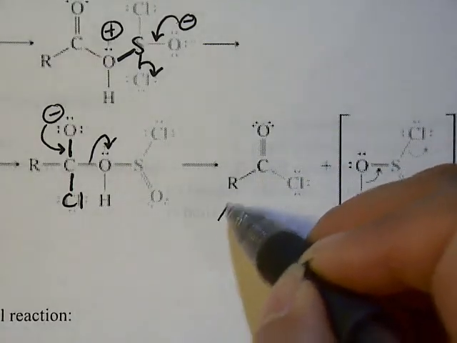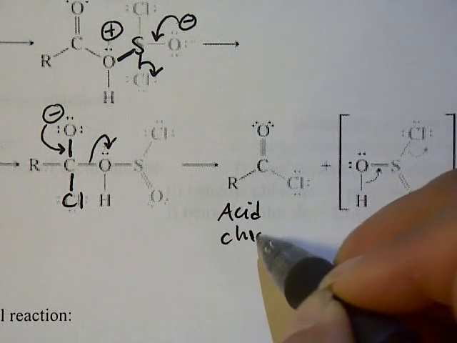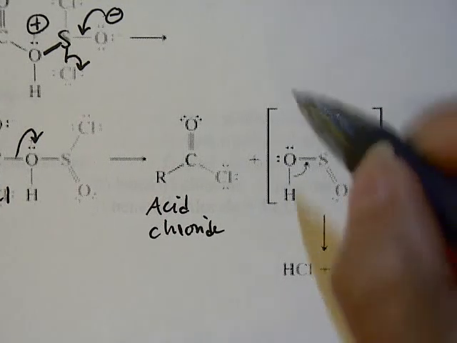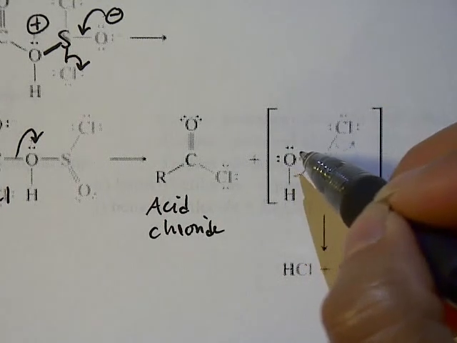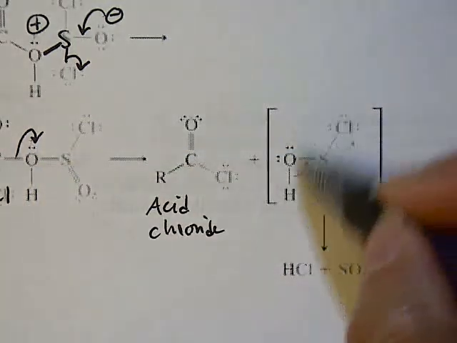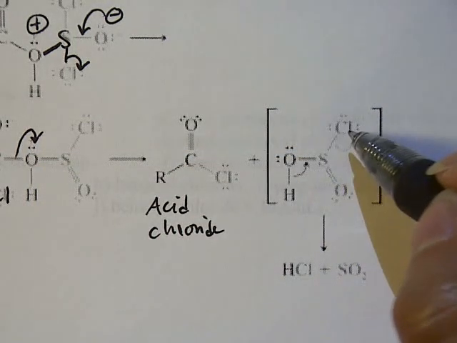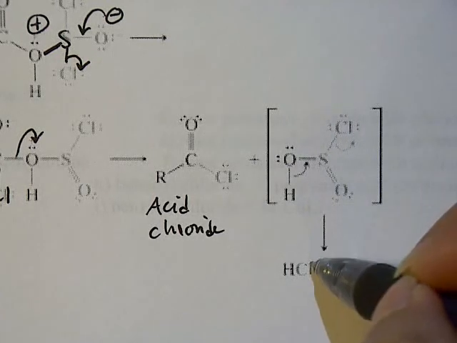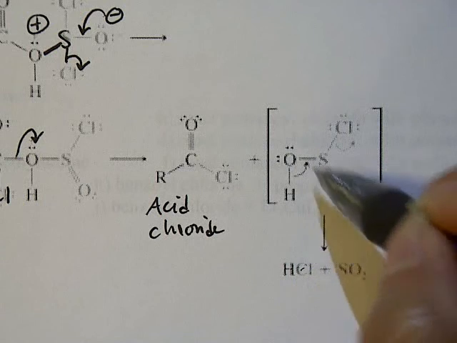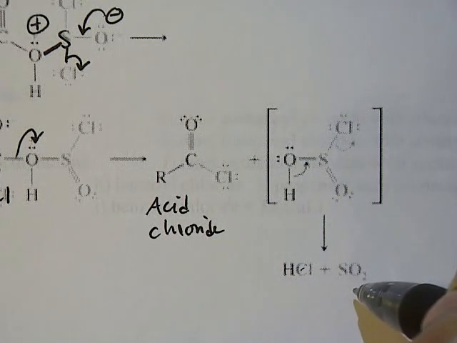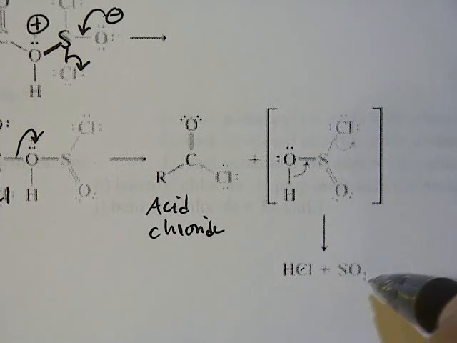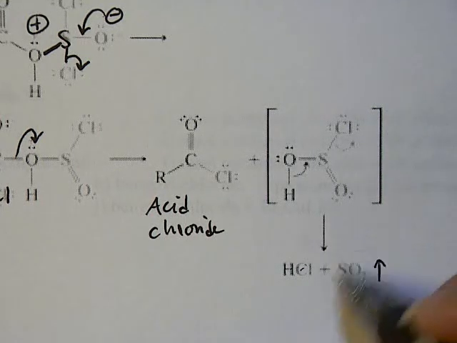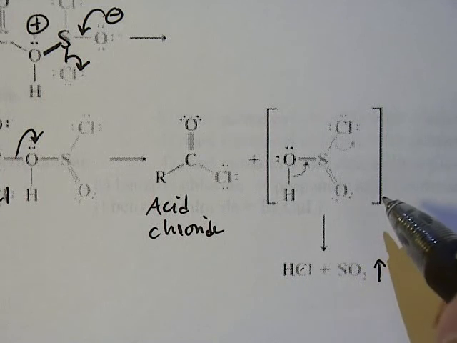So then you make the acid chloride, which is the product that you wanted, and then you have this byproduct, which is the leaving group, and the leaving group is not a stable compound, and as soon as it forms, it breaks down into HCl and sulfur dioxide, which is a gas, and that bubbles out of the solution, pushing this equilibrium to the right, and that's the byproduct of the thionyl chloride.